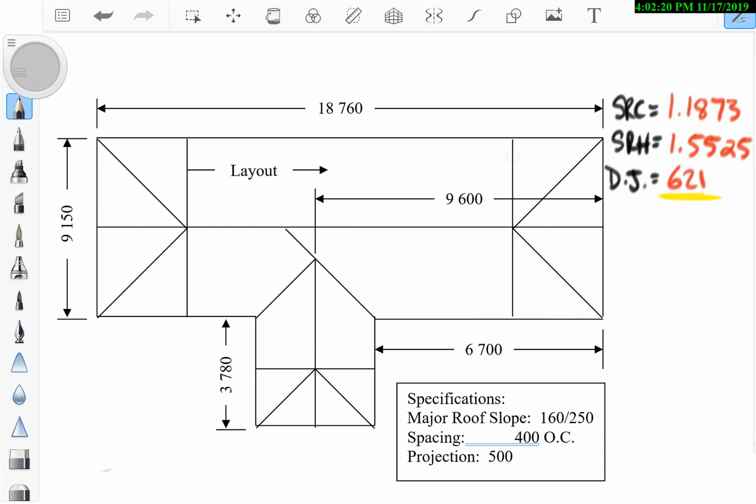Okay, now we're going to go ahead and calculate our first valley cripplejack rafter. So our first valley cripplejack rafter will be falling somewhere around right there. It falls on the supporting and the supported valley. So how do we determine what rafter that is and how far over is it? The distance that we're really looking for here is the distance from that rafter to the minor ridge. That's the distance we're looking for.